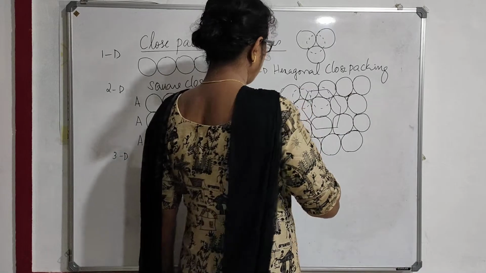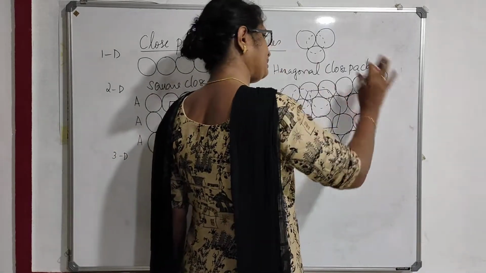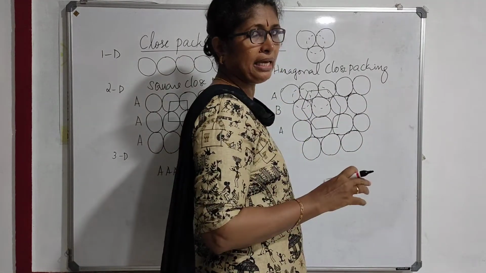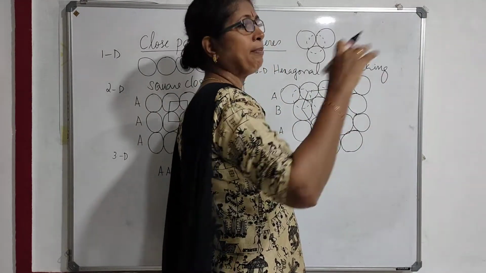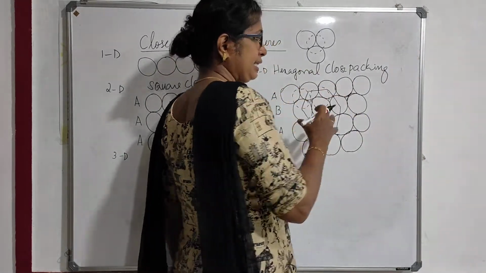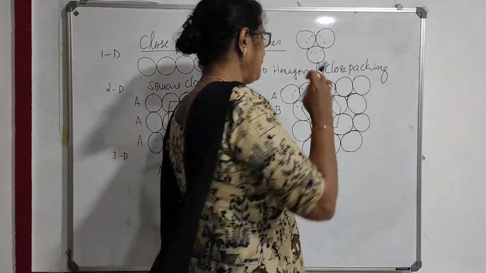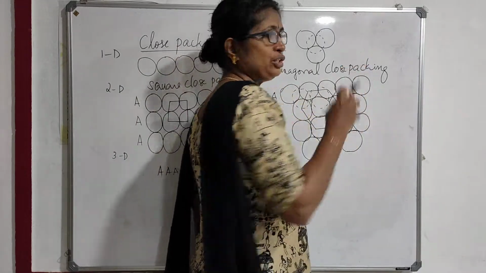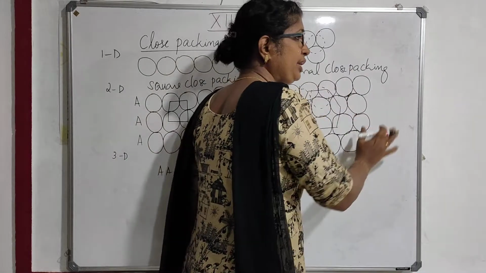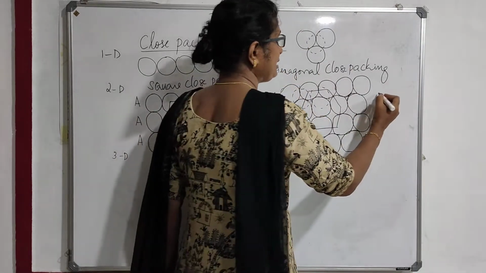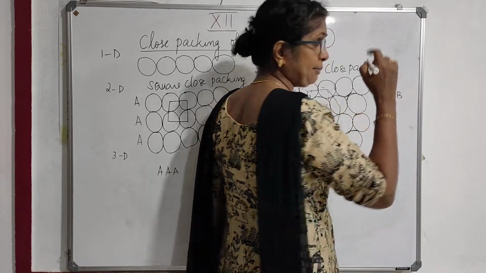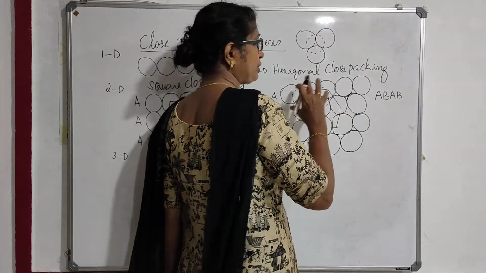Then we kept a B layer over this. That is, in the grooves of the first one we kept a B layer. Then we get AB type of close packing. Again we keep a third layer, the A layer, in the grooves of the B layer. The way we placed the A layer, in the same way we again place the next layer. That means AB type of close packing in three dimension. This is two dimension I am talking about.